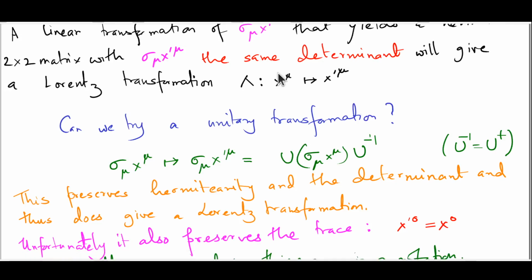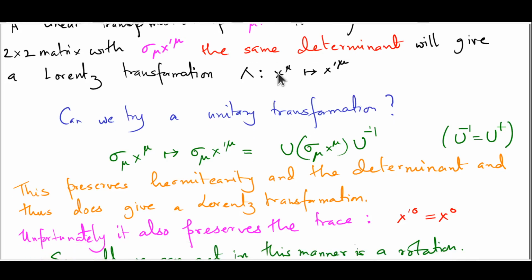Unfortunately, what it also does, being a similarity transformation, is that it preserves the trace. And the trace, remember, is twice x0. So the fact that the trace does not change under this transformation means that the new 4 vector x prime mu will have a 0th component x prime 0, which is the same as x0, the old 0th component. So this is a Lorentz transformation, but rather trivially one which keeps time unchanged. In other words, it's just a pure rotation.